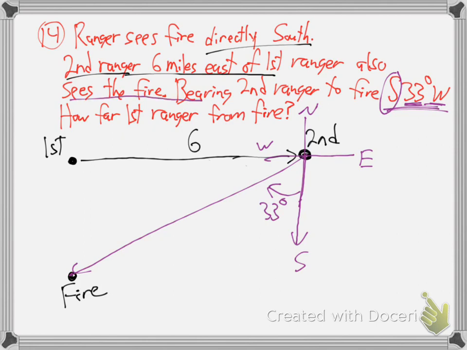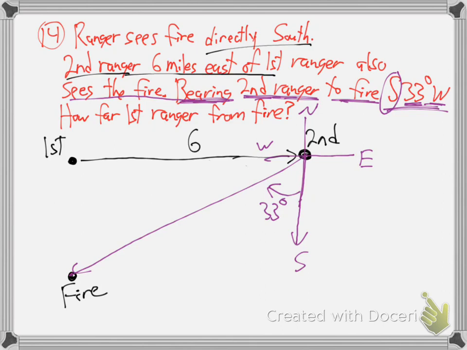He sees the bearing from the second ranger to the fire. So that's what we're talking about. We're talking about the line, the bearing, the heading from the second ranger straight to the fire. That's what it means by your heading or your bearing, right? From the second ranger straight to the fire is south, but not straight south, 33 degrees west, towards the west, from south.